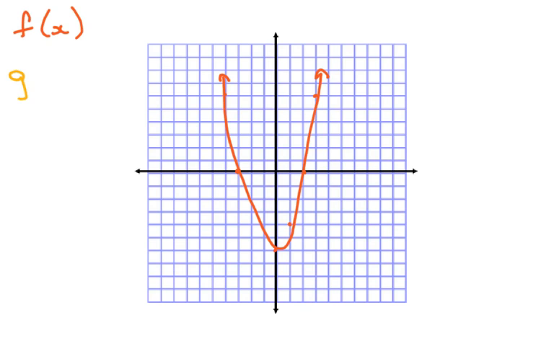G of x, I'll do in yellow. We had a point at -4, -2, -3, 0, 0, 6, 1, 8, 2, 10, and the last point, which I don't have space for, was at 3, 12. So G makes a standard line, like so.